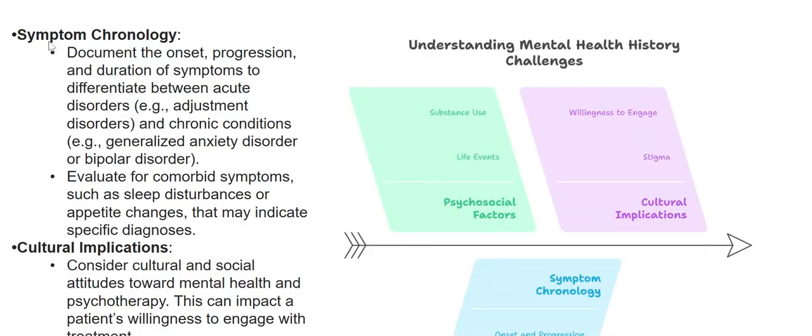Symptom chronology: document the onset, progression, and duration of symptoms to differentiate between acute disorders, for example, adjustment disorders, and chronic conditions, for example, GAD, generalized anxiety disorder, or bipolar disorder. Evaluate for comorbid symptoms such as sleep disturbances or appetite changes that may indicate specific diagnoses.